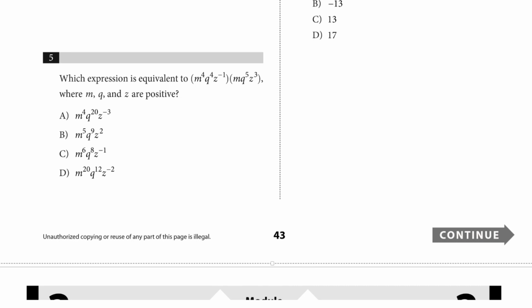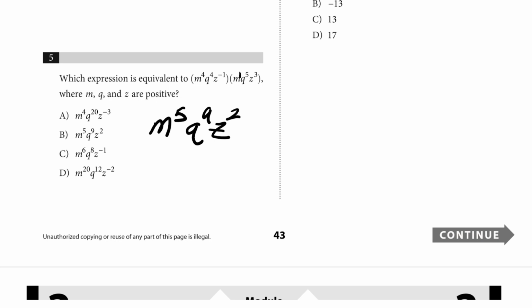So what we have to do is multiply the variables that are the same with each other. When we do that, we're going to add the exponents. This m that has no exponent is really m to the 1 power. So if we multiply m to the 4th times m to the 1st, that's going to give us m to the 5th. Q to the 4th times q to the 5th is q to the 9th. Z to the power of negative 1 times z to the 3rd is z to the 2nd. And if we look for which answer this looks like, that is B.